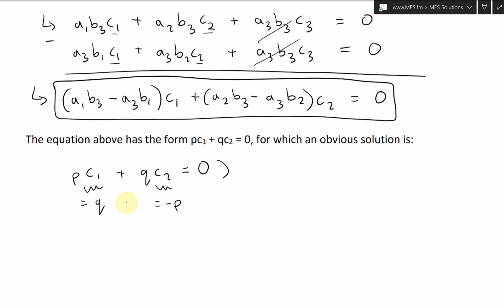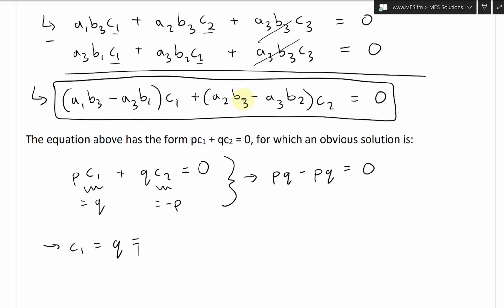So in other words, what we'll get is, this becomes just PQ minus PQ equals 0. So that is a solution. That means that C1 is equal to Q. And in our case, Q is this right here, A2B3 minus A3B2. So this equals A2B3, let's remove the bracket, A2B3 minus A3B2. So this one is our C1.